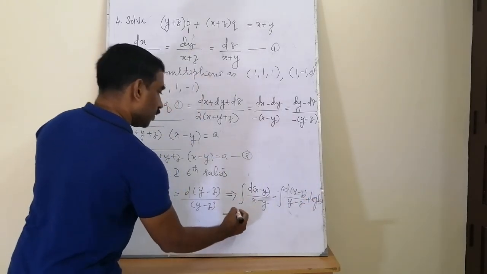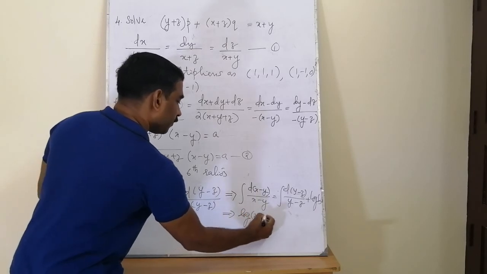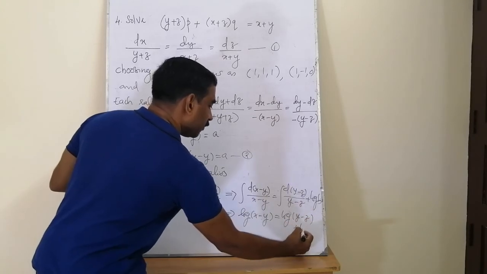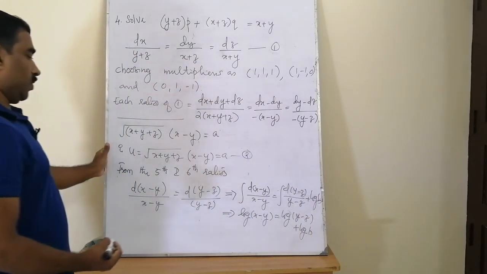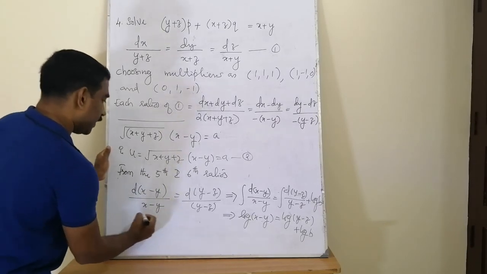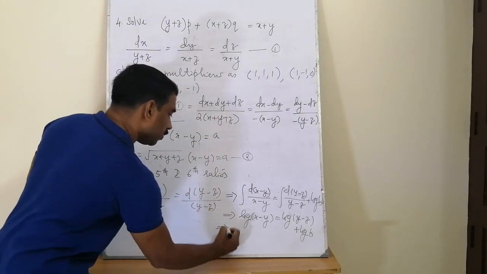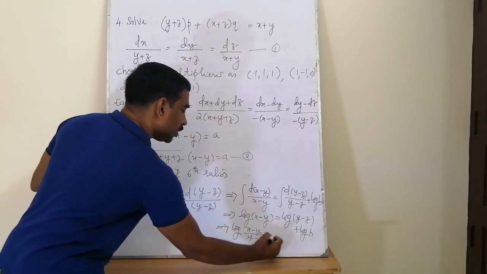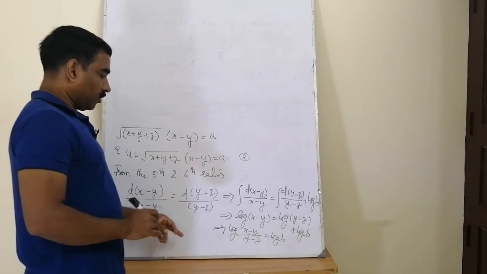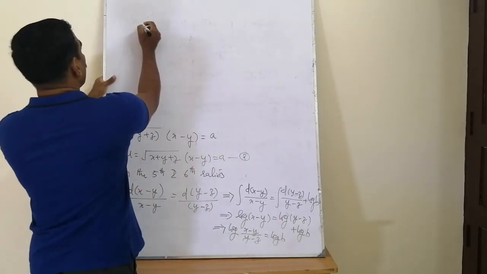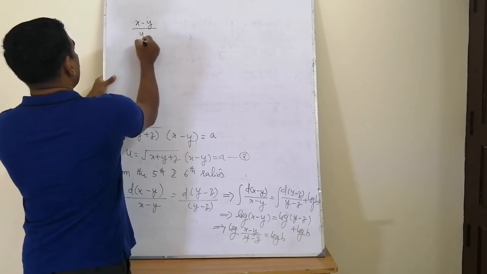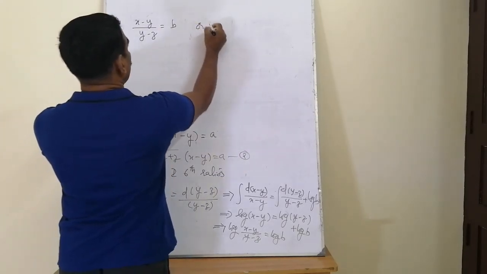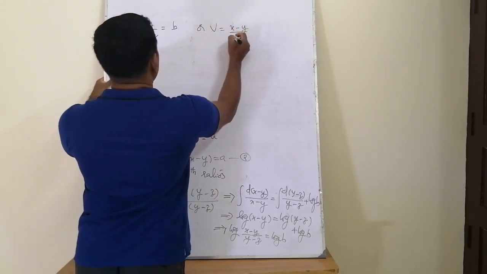So this is log of x minus y is equal to log of y minus z plus log b, or we can collect the logarithms to the left hand side. So this is log of x minus y divided by y minus z is equal to log b. Taking anti-logarithm on both sides, we have x minus y divided by y minus z is equal to b, or v is equal to x minus y divided by y minus z is a constant.